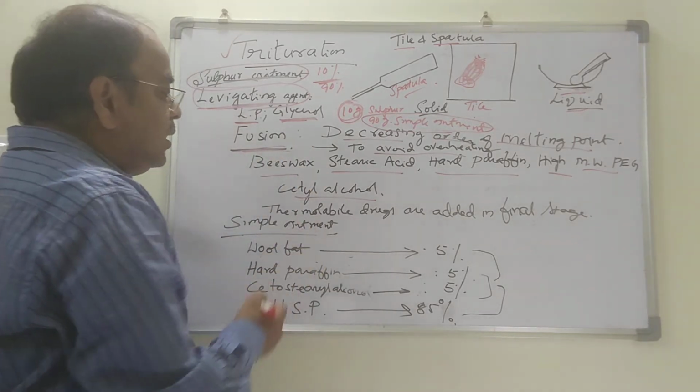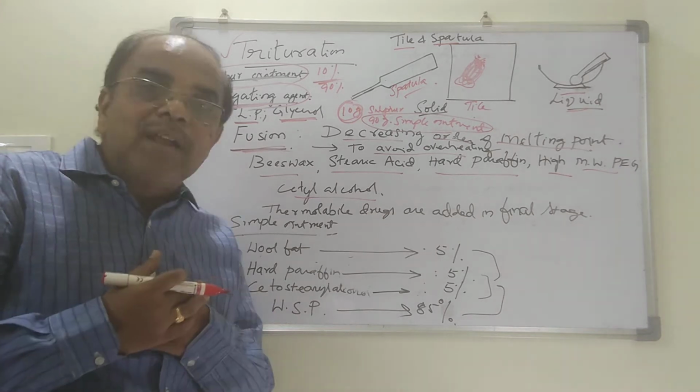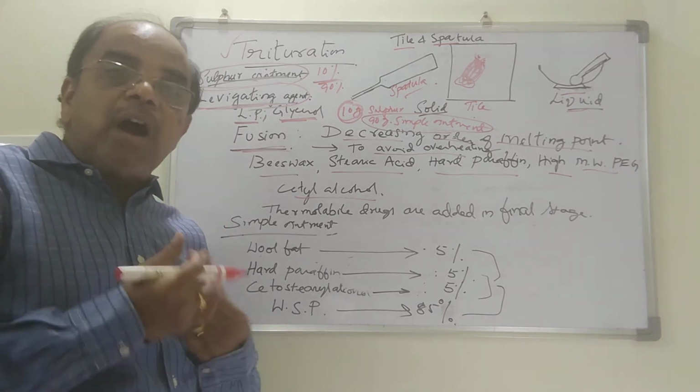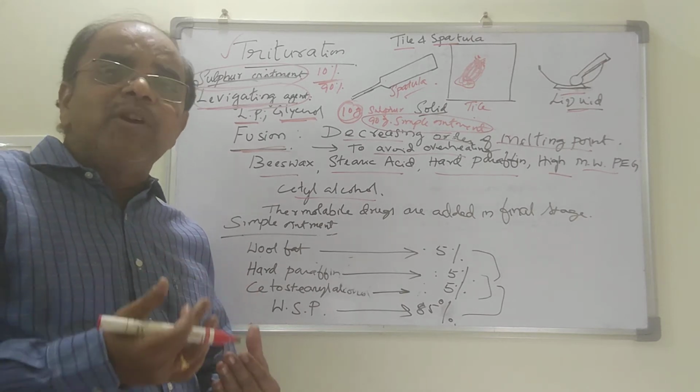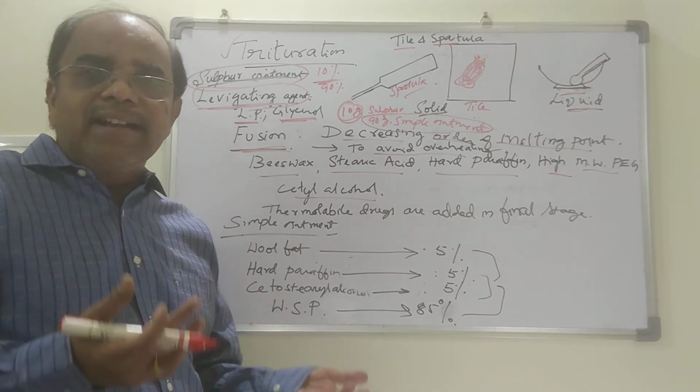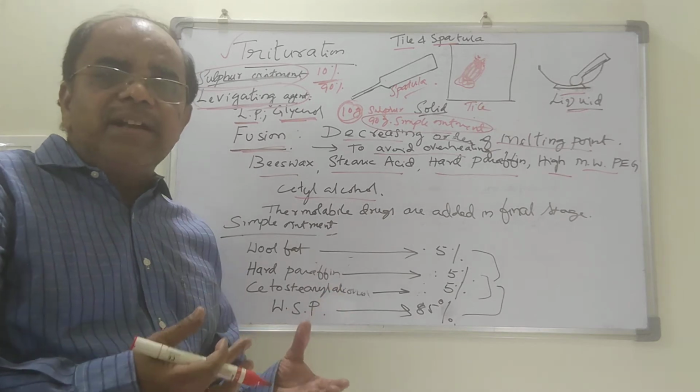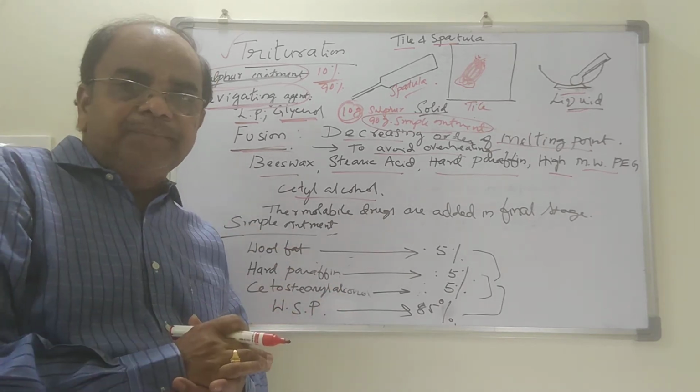Okay. Suppose the drug is thermolabile. How do you incorporate it into the base with the help of the fusion technique? Thermolabile means it is spoiled at a high temperature. So prepare the ointment and incorporate the drug in the latter stage, in the final stage.